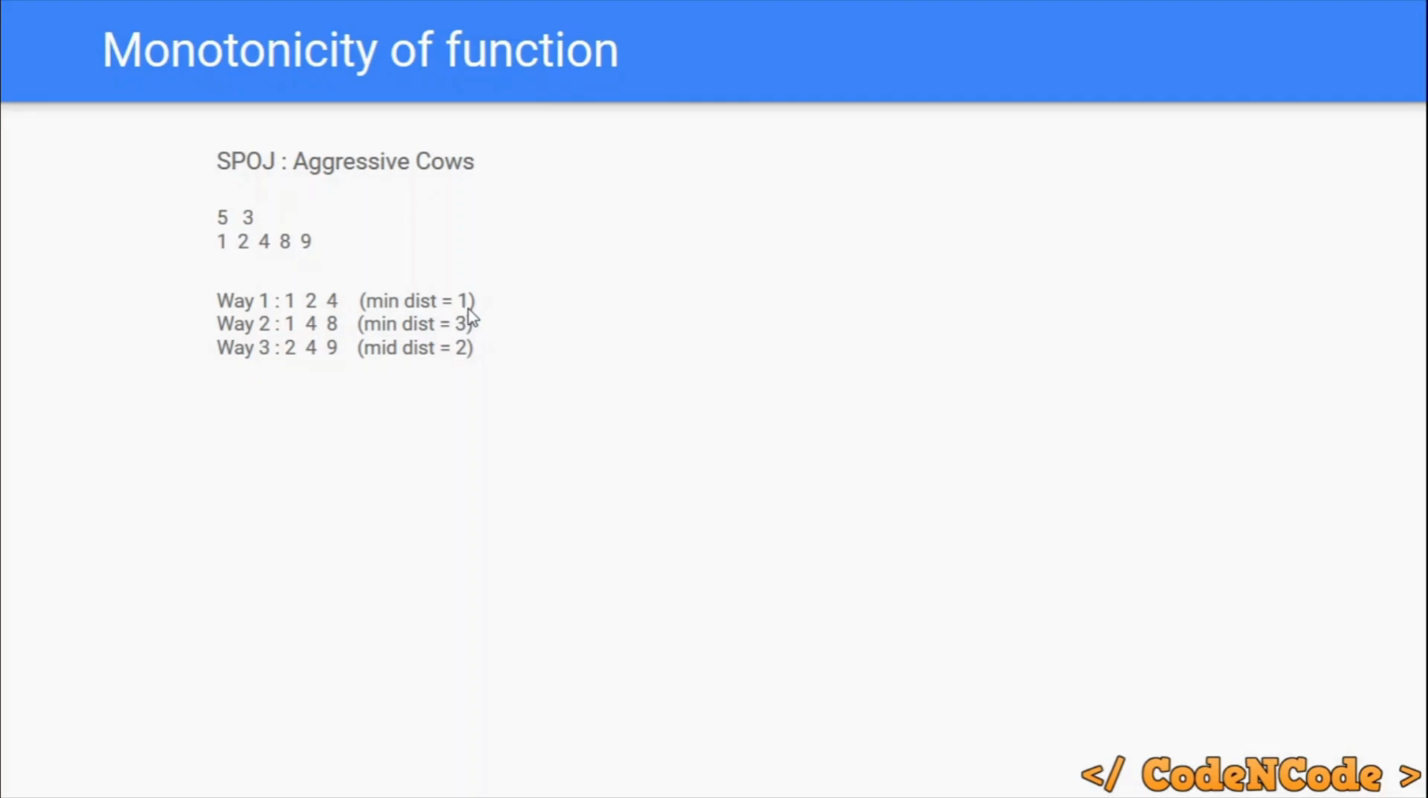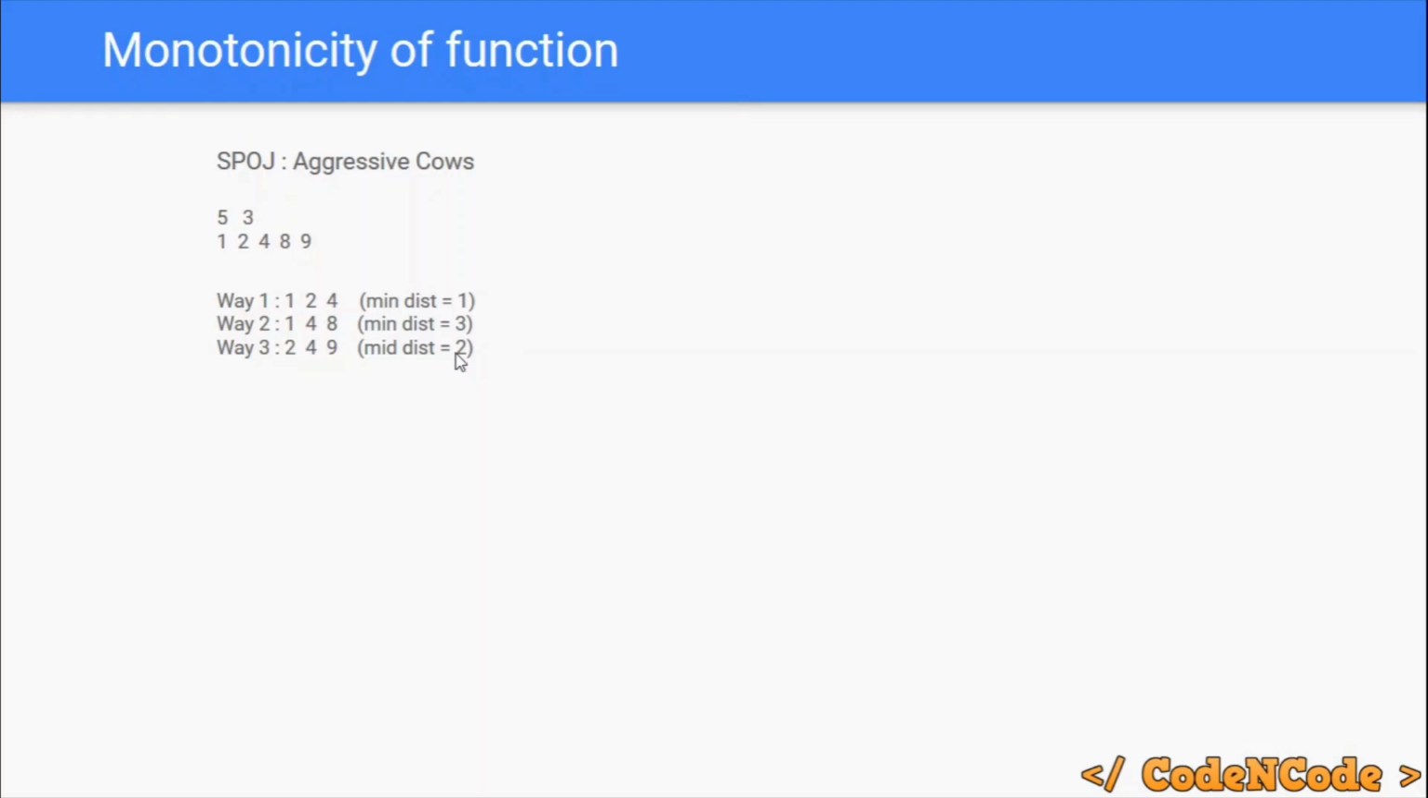So the minimum distance would be 1, that is the distance between the first and the second cow. The other way is to put the cows in the first, second and third barn positions chosen differently. In that case the minimum distance would be 3, that is the distance between the first and the second cow. And the third way, there are more than 3 ways, I'm just showing the third way: you can place the cows in barns with positions 2, 4 and 9. In that case the distance between the first and the second cow is 2, and between the second and the third cow is 5. So the minimum distance comes out to be 2.